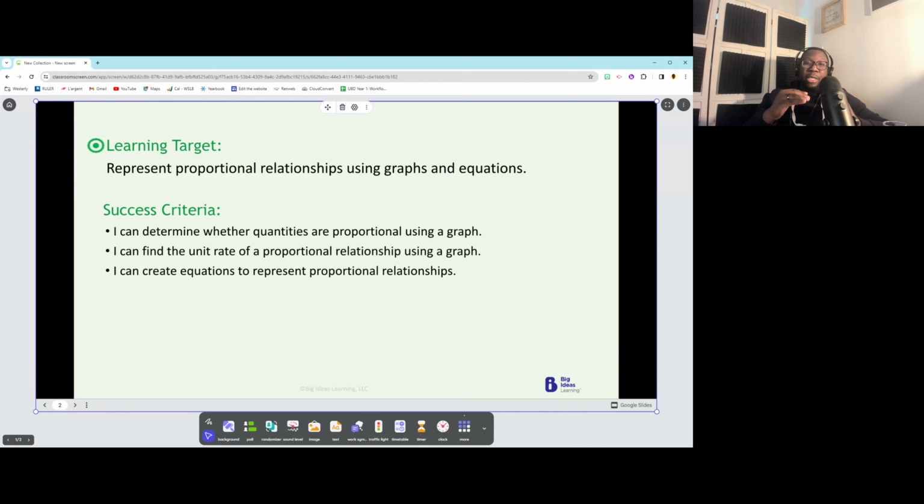You should be able to look at a table and tell whether or not the x and y points on that table, the input-output, are proportional as well.